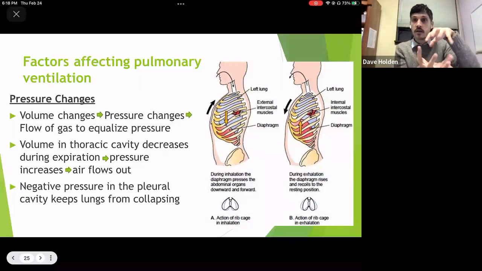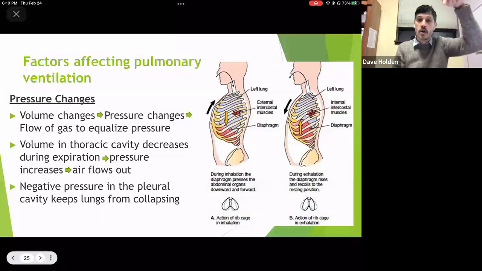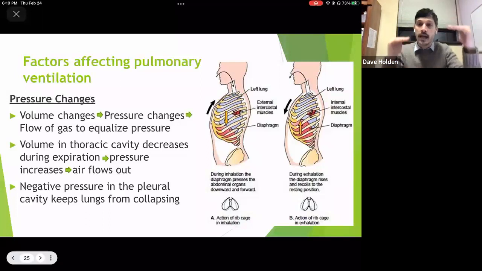Changes in the volume of the lung create pressure changes. So as the lungs squeeze in, the pressure goes up. We increase the pressure when we contain the space. When we expand the space, we lower the pressure. All of these constant volume changes and pressure changes lead to the flow of gas trying to equalize the pressure. So when we take in a lung full of air, we expand the lungs and we pack it full of oxygen. This creates positive pressure.